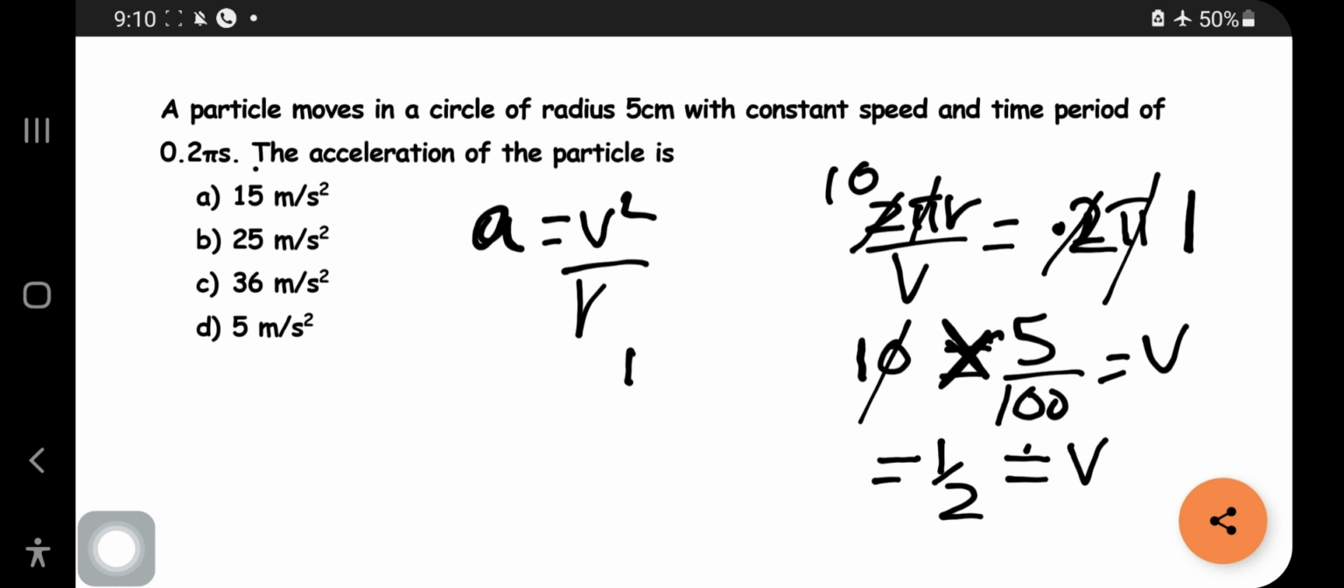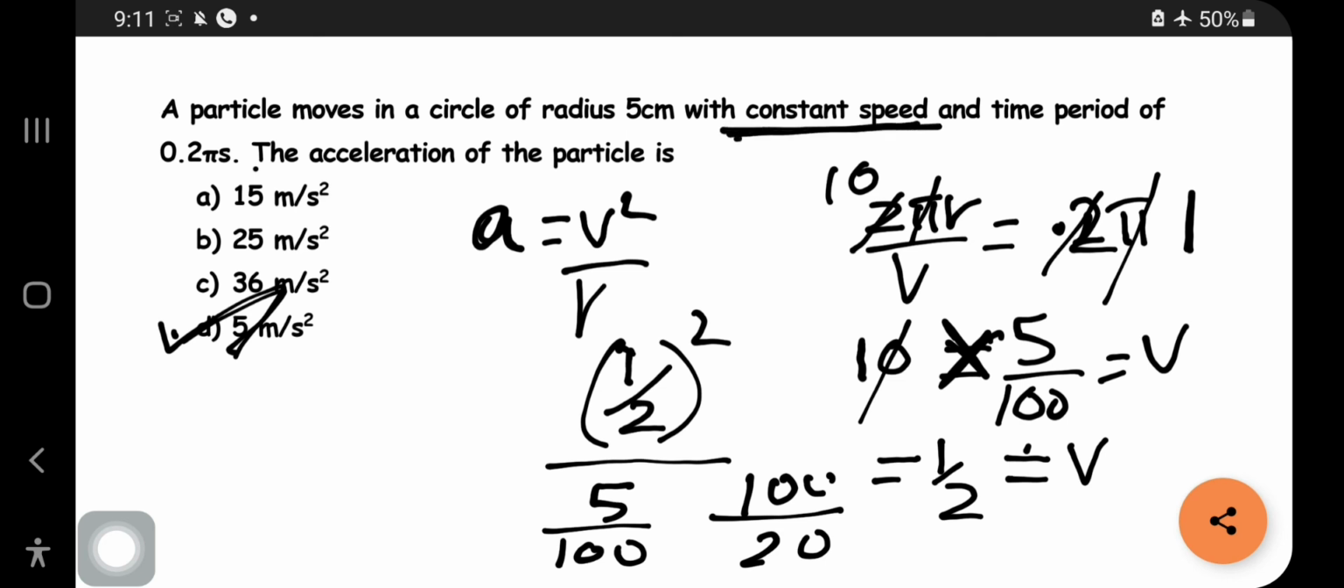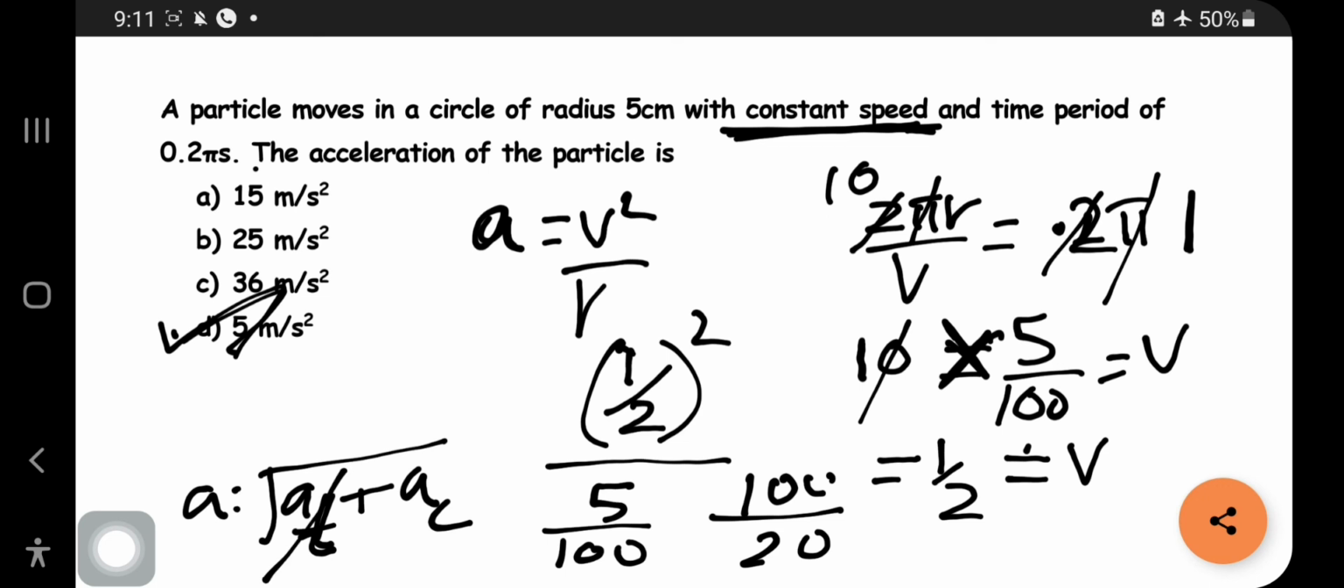So a is 1 by 2 square by r, which is 5 by 100. So what will be the answer? 100 by 20. It is 5 meter per second square. The answer is this one. Here the other important fact is, as the body is moving with a constant speed, the acceleration is given by the resultant of tangential acceleration plus centripetal acceleration. As the body is moving with a constant speed, the tangential acceleration will be 0. This is an important point. So only centripetal acceleration is acting.